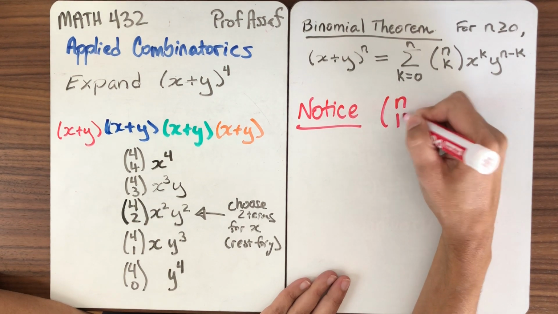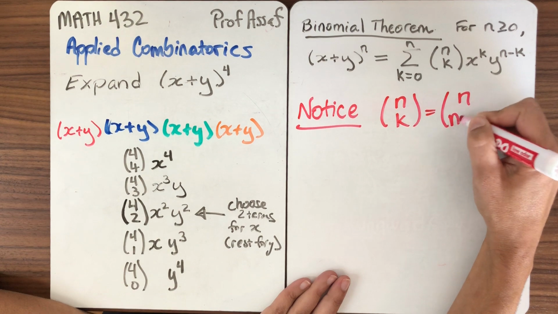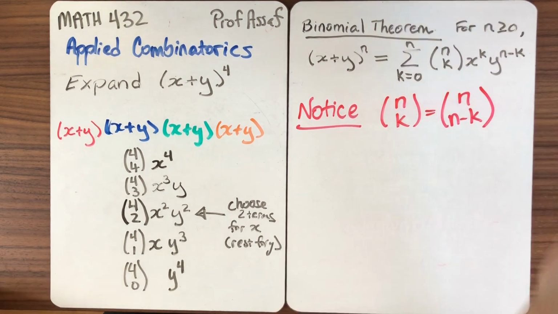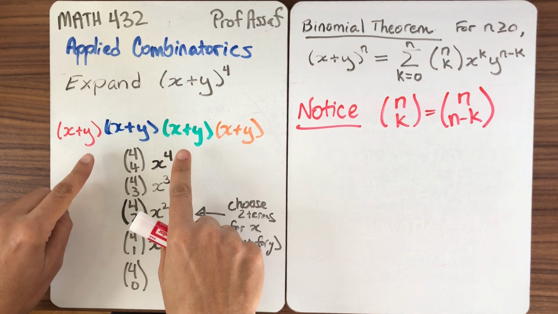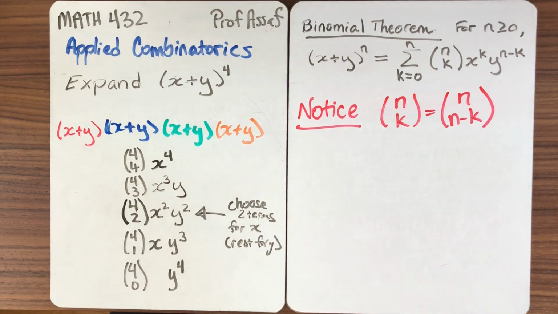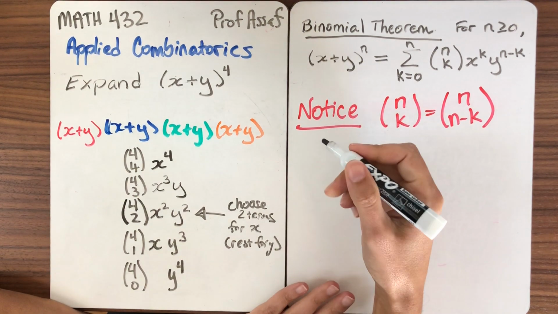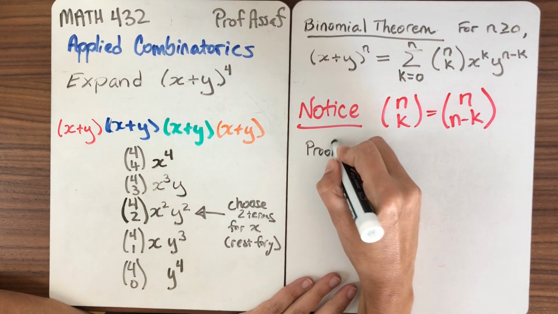So why is that the case? Well, n choose k is the same as n choose n minus k. Why is that? Because choosing which terms I take the x forces my choice for the y. So if I choose k of them to be x, the other n minus k have to be y. So we can prove this identity in a couple of different ways. So let's do a combinatorial proof first.